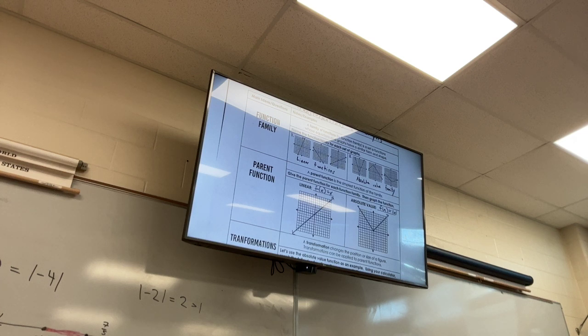Okay, cool. And we can do the same thing for lines. The parent function for lines is f of x equals x, and the graph looks just like that. It's a line with a slope of 1, y-intercept of 0. So left is plus, inside your absolute value or inside your parentheses. Those are all linear functions, those are all absolute value functions.